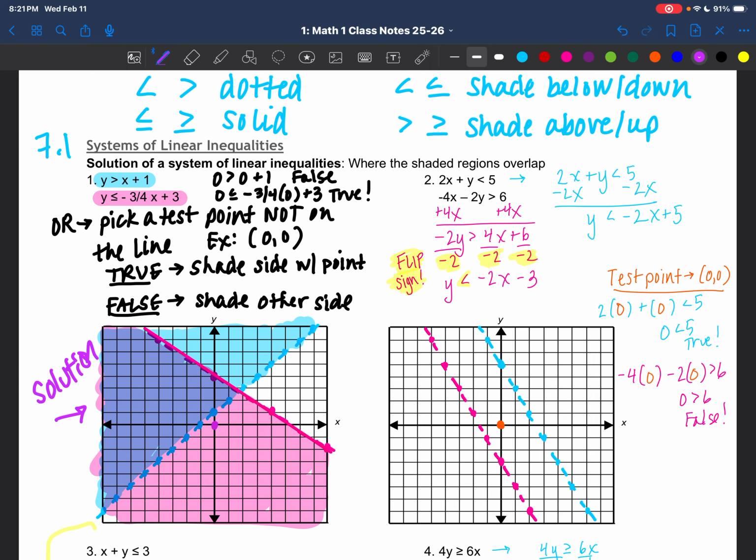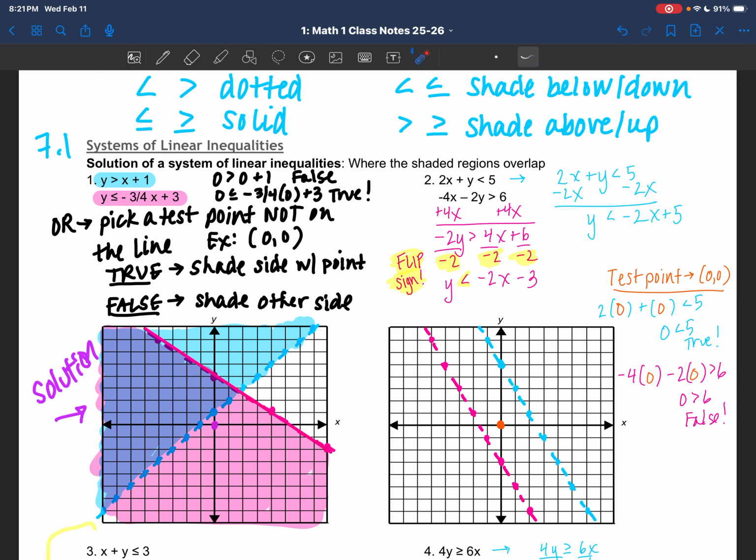All right, so like I said, you can do the test point. You can think about what the symbols are saying, where you shade below or you shade above, depending on the symbol. And then the solution is wherever it overlaps.